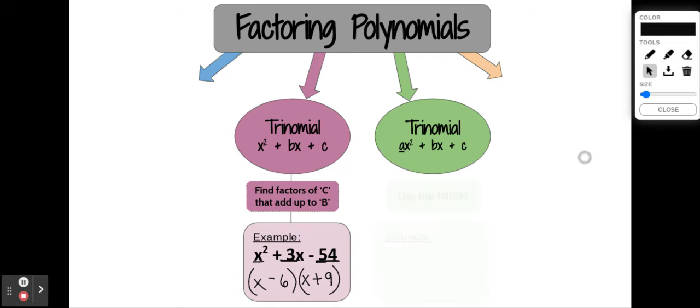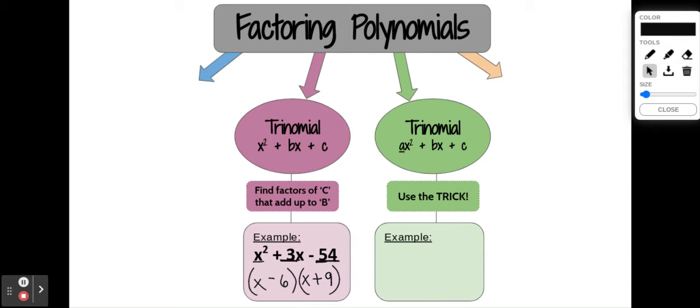Okay, now let's try the quadratic polynomials where the leading coefficient was something other than 1. This is where you needed to use the trick. So let's do an example here. Okay, here's our example. Now again, the first thing you want to check when you're given a polynomial like this is the first and the last terms. Is it a special case? Are the first and the last terms perfect squares? And the answer here is no.